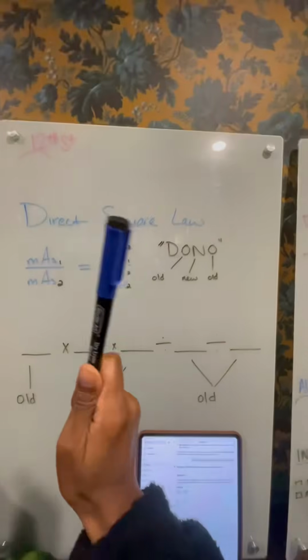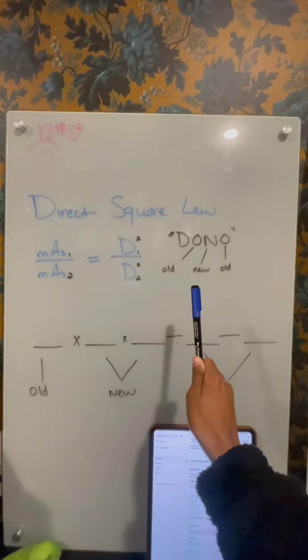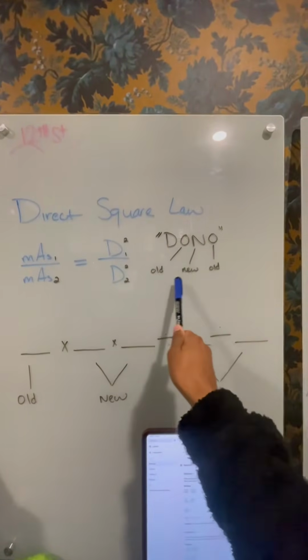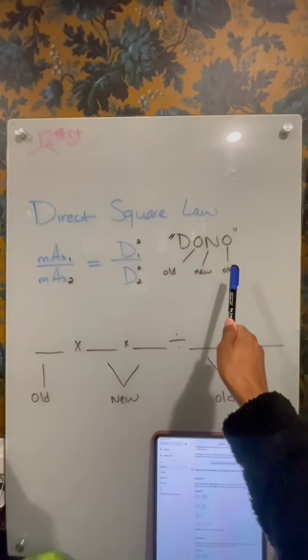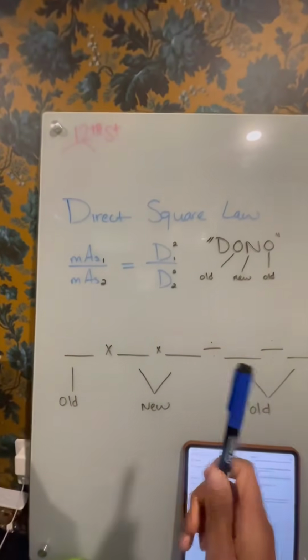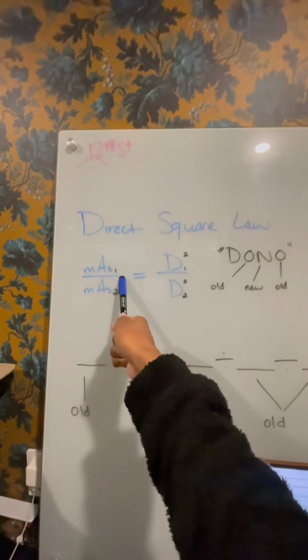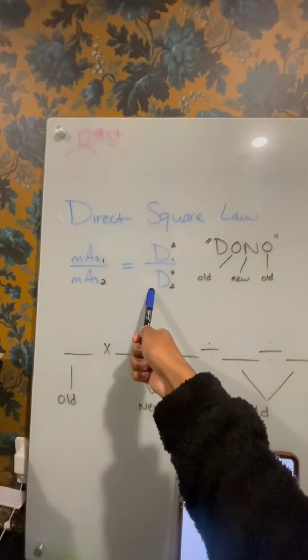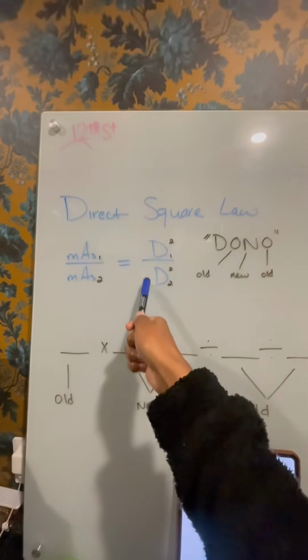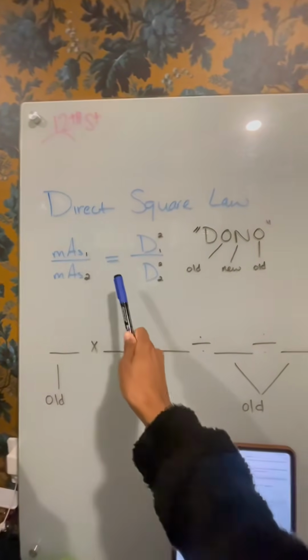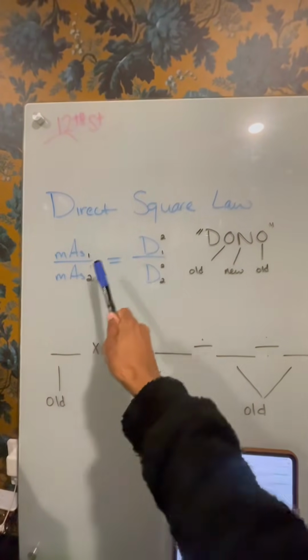As I said before, if you see the word mass in your problem, you are using direct square law. This is the original formula, and then this is an acronym. The D just stands for direct because that's the formula we're using, and then you have old, new, old, so DONO. And remember, the way you use the formula is you're going to use the old original mass, cross multiply it with the new distance. You're going to divide by the new distance over the old distance in order to get the new mass. So old, new, old, and then that's your answer.